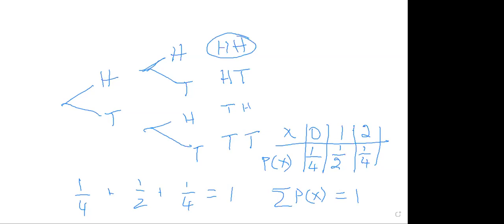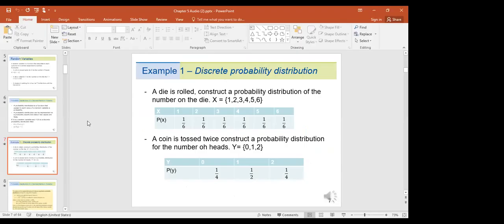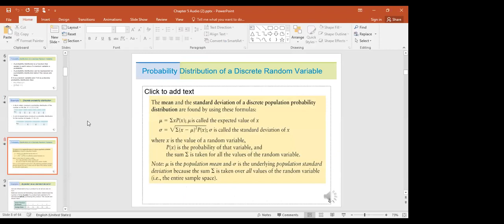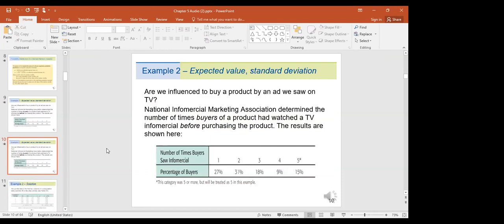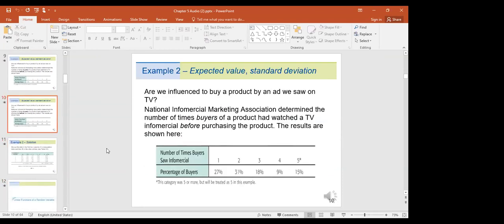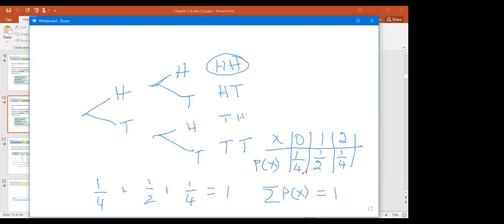We go back to the PowerPoint. So just like we did for a frequency distribution table, when we have a probability distribution, we can compute a mean and the variance of the probability distribution. And from the variance, we can also get the standard deviation. So I'm going to go back first to the whiteboard to define the mean and the variance.